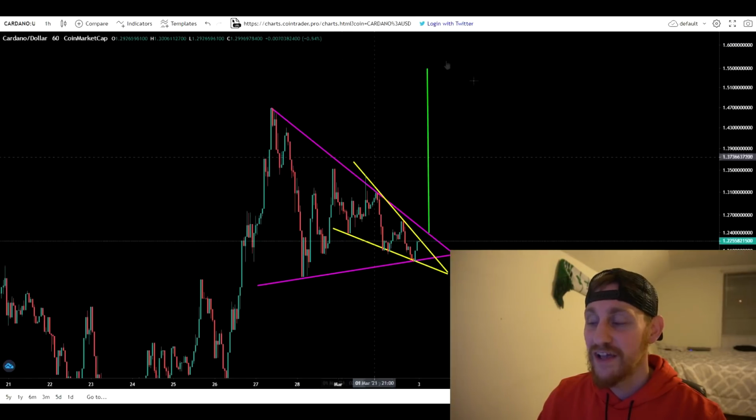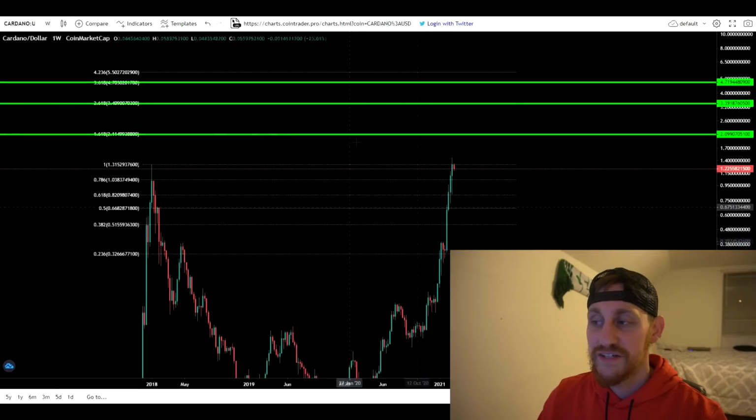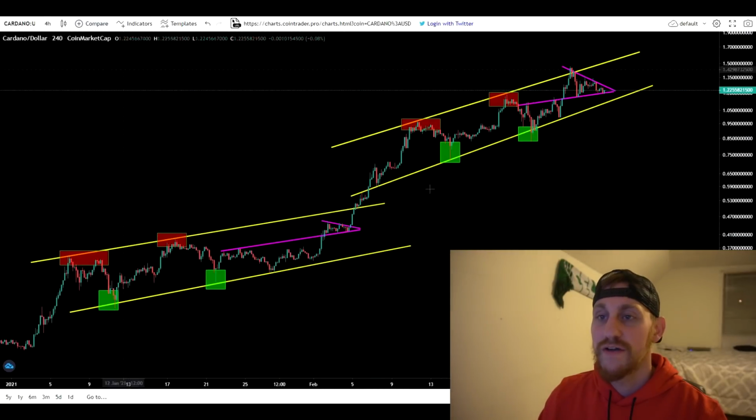We're also going to take a look at what our measure move is out of our current symmetrical triangle on the hourly. We're also going to take a look at our weekly Fibonacci targets to see what are the next targets for Cardano in the bull market. All right, so that sounds good to you guys.